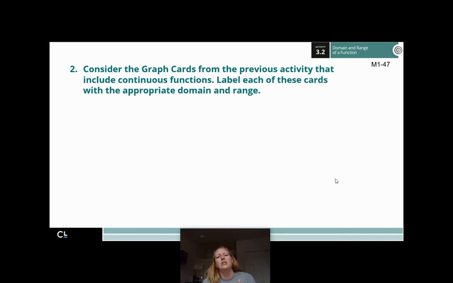And what I would like you to do is on those cards, I want you to write on the card the domain and the range. And you can put it on the back if you need to. I know there's only so much space, but write on each of those little guys the domain and the range. Go ahead and hit pause. It may take you a few minutes to do that, and then hit play when you're ready to check your work.